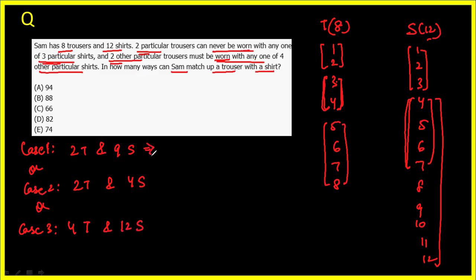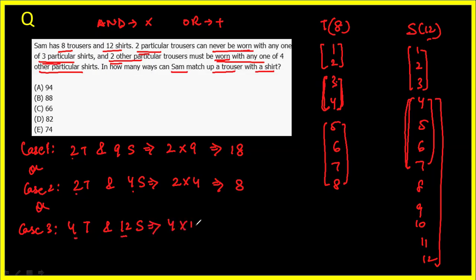For the first case, remember, whenever 'and' comes, 'and' means to multiply, and 'or' means to add. So it's 2 and 9, that means 2 multiplied by 9. That means there are going to be 18 cases. Second, case number 2: 2 trousers and 4 shirts. That means 2 times 4, which is going to be 8 choices. Case number 3: 4 trousers, 12 shirts. That means 4 times 12, which is going to be 48 cases.